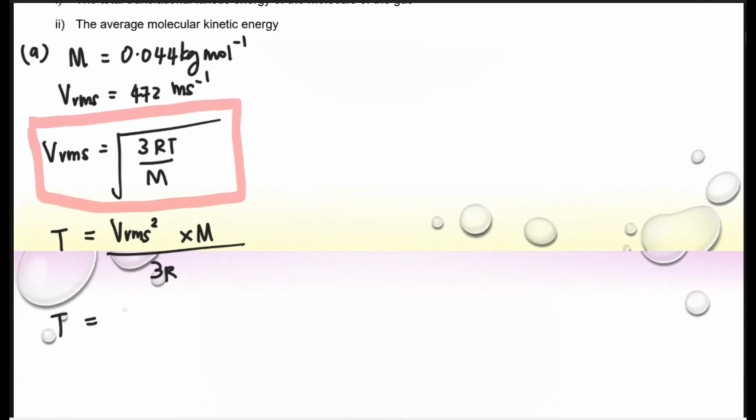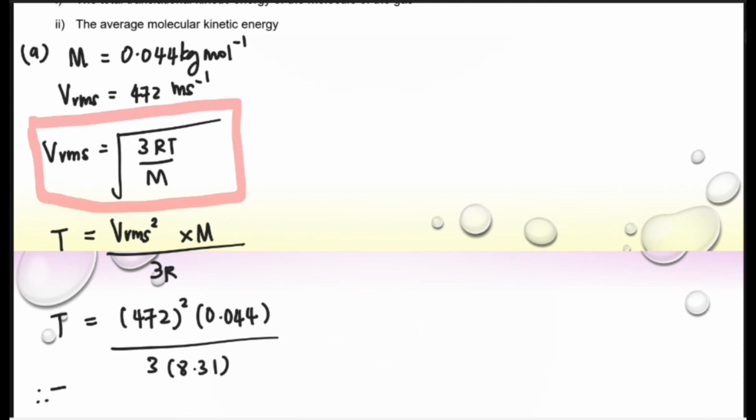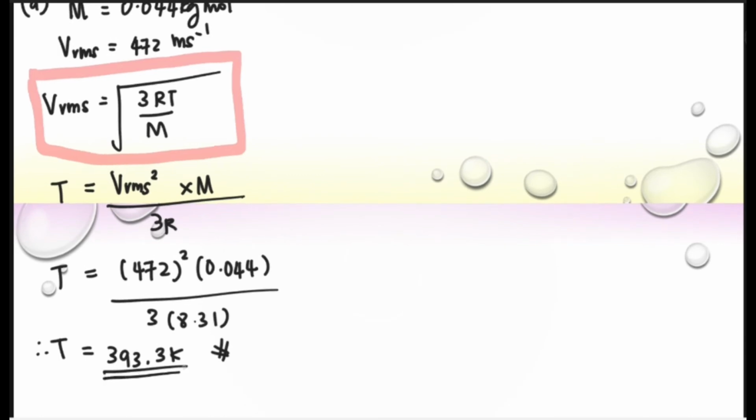Okay, so masukkan nilai dia. T is equal to VRMS kita dah ada, so capital M and 8.31. Okay, therefore the temperature you akan dapat 393.3 Kelvin. Okay, cuba kira. Okay, make sure in Kelvin lah. So, saya akan check semula. 472 squared times 0.044 divide 3 times 8.31. Okay, 393.2.